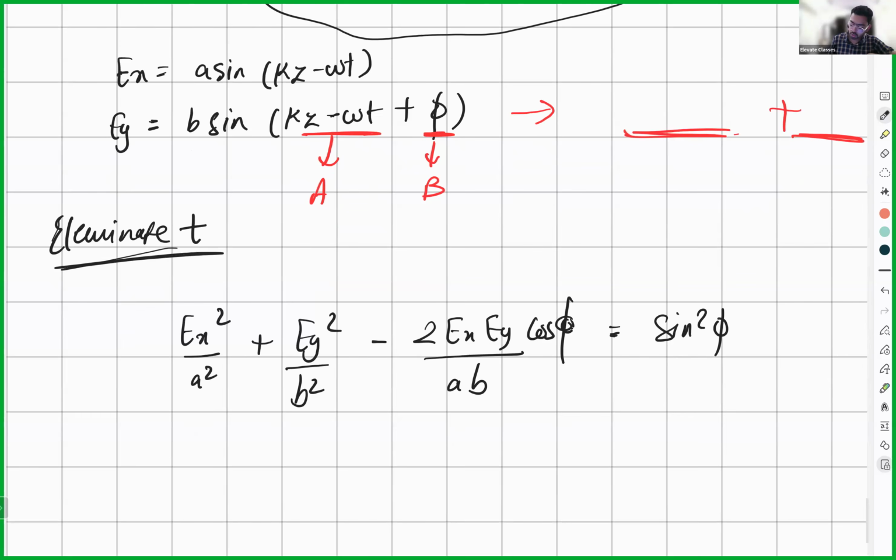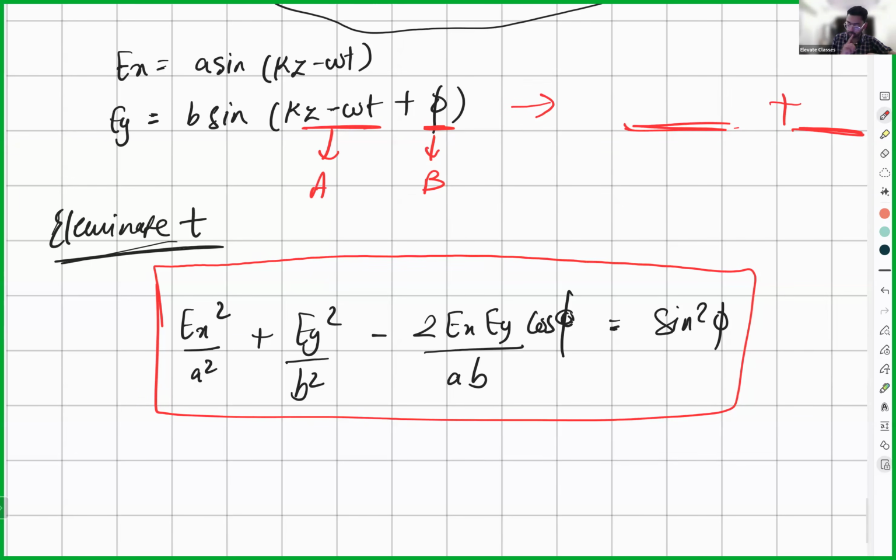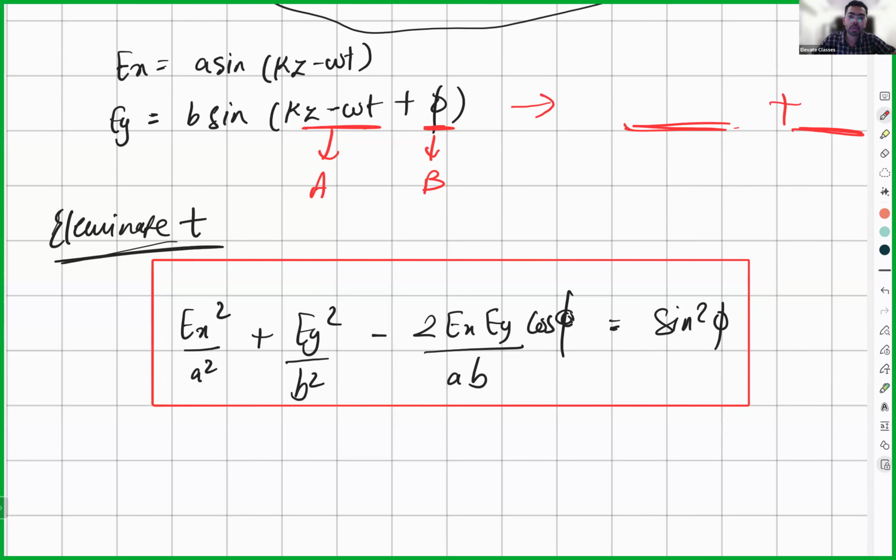Now this expression you will also see in the Lissajous figure. When you try to do equal frequency superposition of two simple harmonic motions, you will get a similar expression. The difference will be that Ex will be replaced by X, Ey will be replaced by Y. Nothing else will be different.